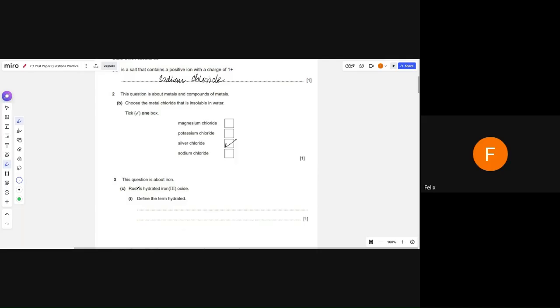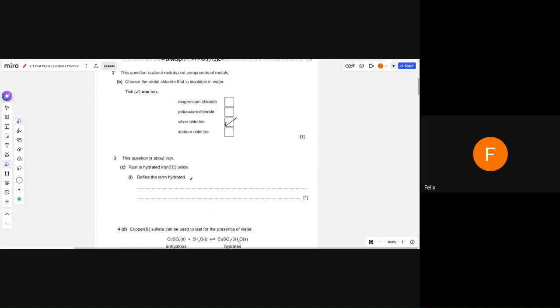So question number 3C: rust is hydrated iron 3 oxide. Define the term hydrated. So, a substance chemically combined with water. I will write here: substance chemically combined with water, right? And this water is known as water of crystallization.